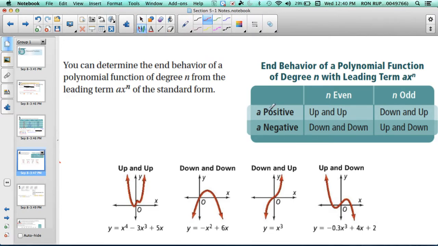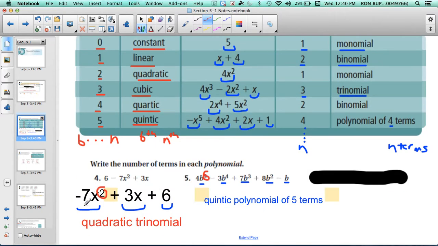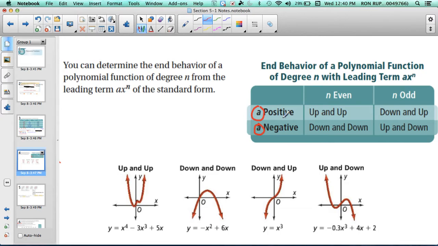And the end behavior deals with this a value. The a value is the number in front of the leading coefficient. So the a value here would be -7. The a value here would be 4. That's going to help determine our end behavior. When that a value is positive, it tells us that the right side is going up. So the right side of our graph, we don't care about what happens in between, the right side will be going up. If that a value is negative, it tells us that the right side goes down.